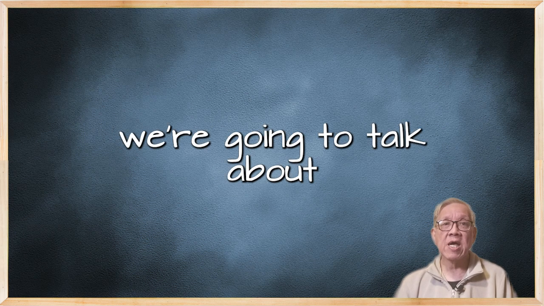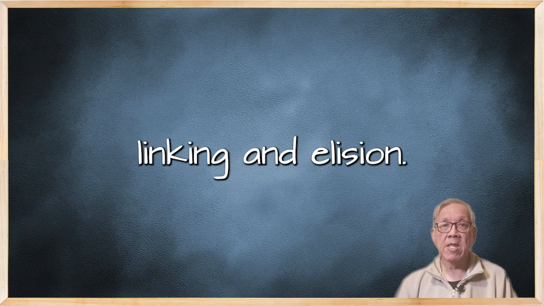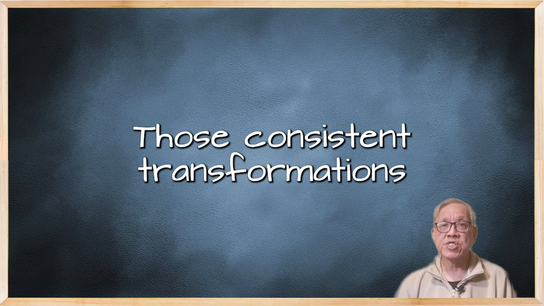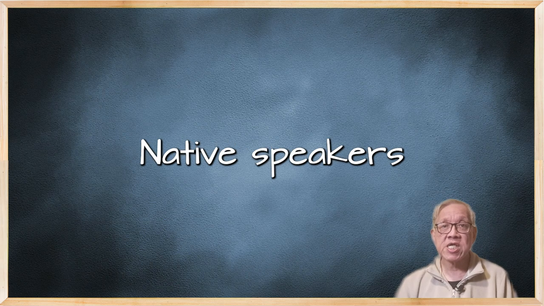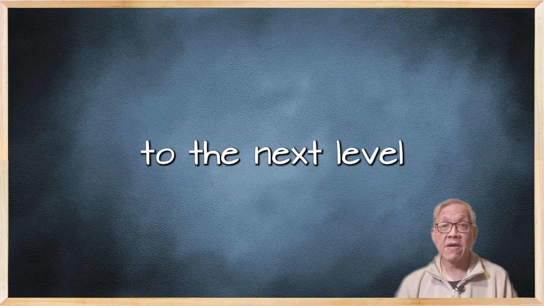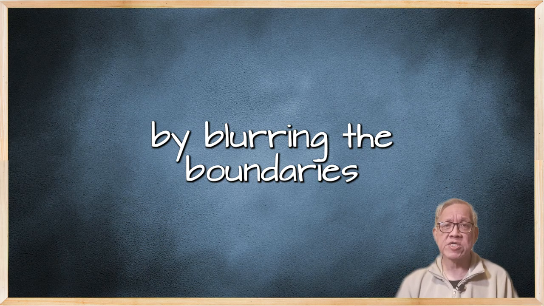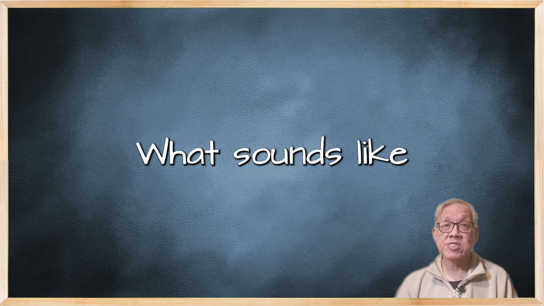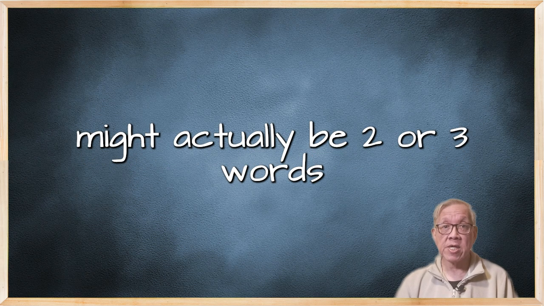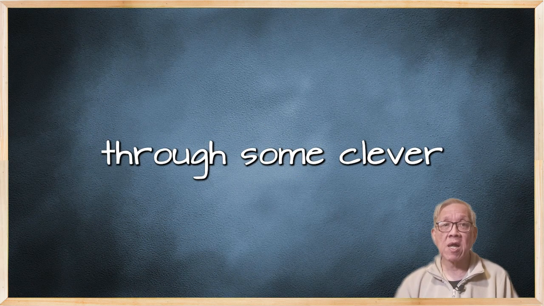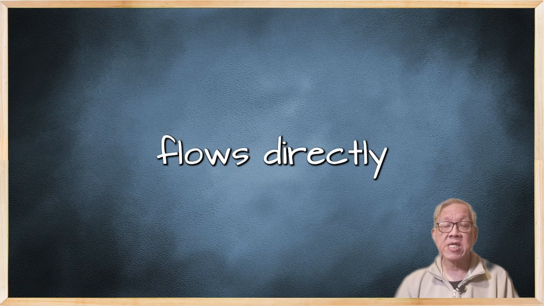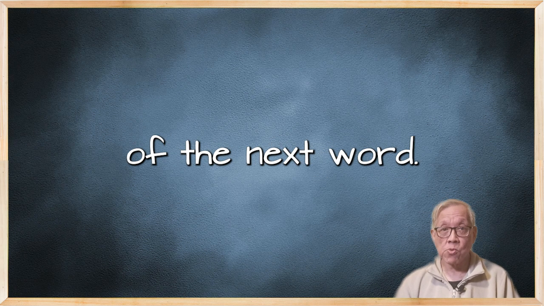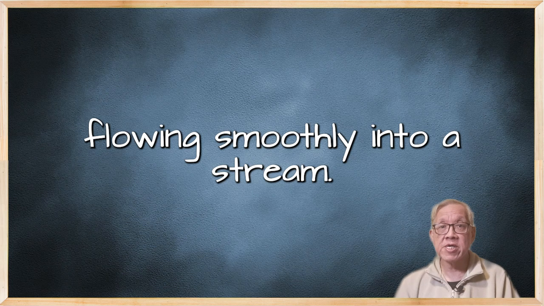Next, we're going to talk about linking and elision. Those consistent transformations we've been talking about extend beyond individual words. Native speakers take speech simplification to the next level by blurring the boundaries between words completely. What sounds like one word to your ears might actually be 2 or 3 words melted together through some clever sound connections. Linking happens when the end of one word flows directly into the beginning of the next word. It's like a river flowing smoothly into a stream.